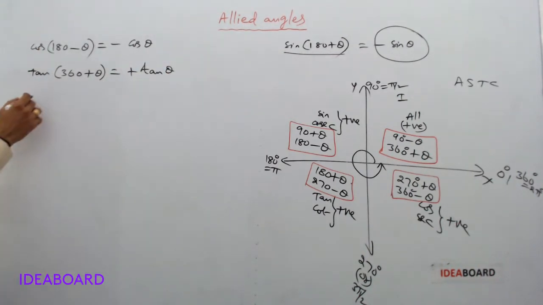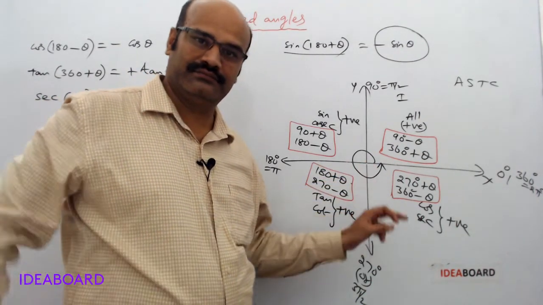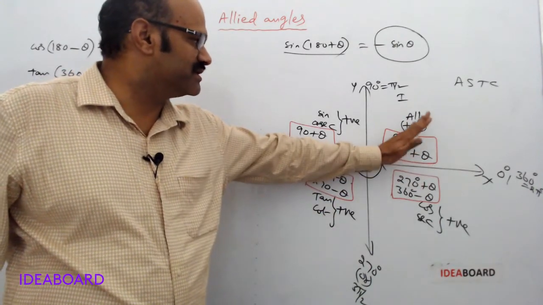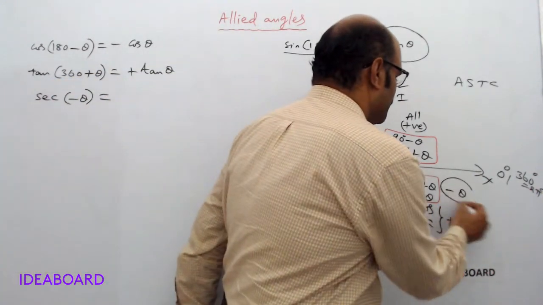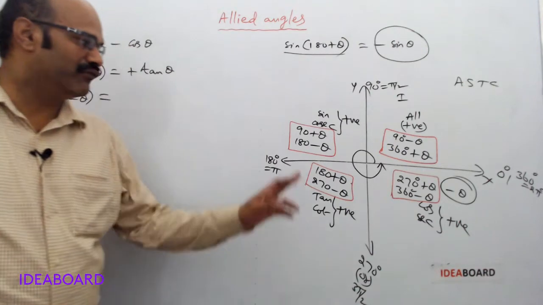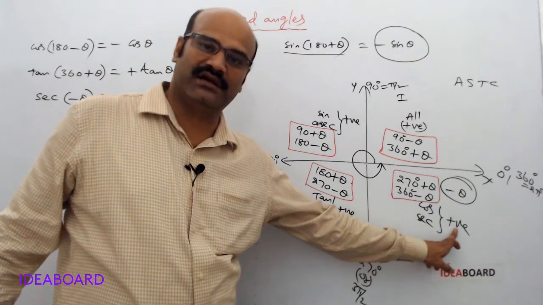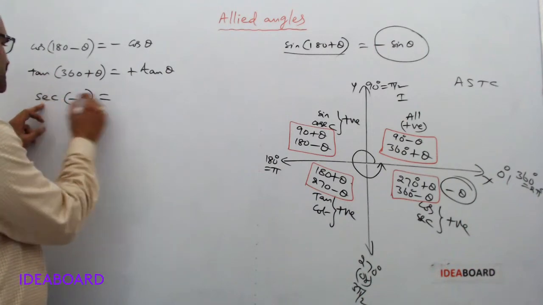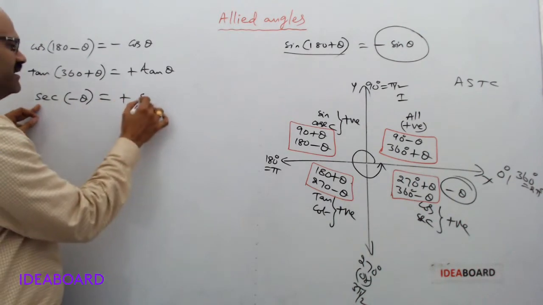Now secant of minus theta. Minus theta lies in the fourth quadrant, because if you take theta as an acute angle, plus theta means it is in the first quadrant, and minus theta means it is in the fourth quadrant. Minus theta is always in the fourth quadrant here. So in the fourth quadrant, secant is always positive. So for secant we should take plus. Then it becomes plus secant theta.